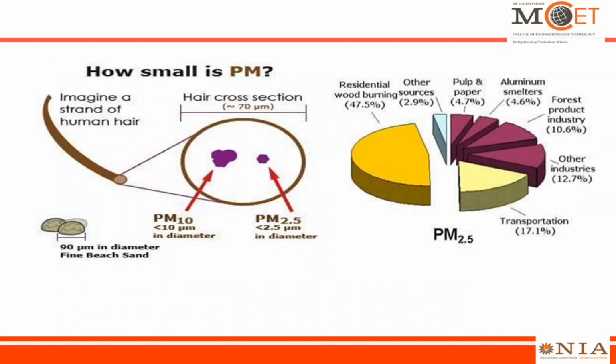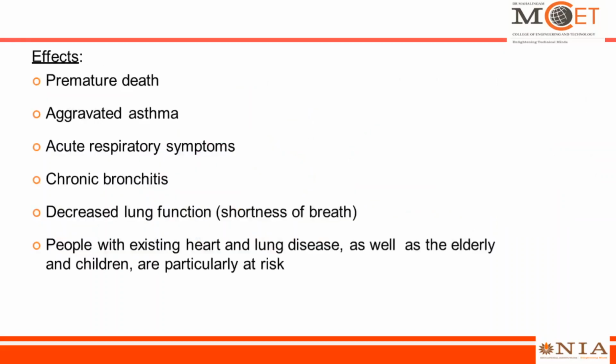So how small is the PM? As I told in the last session, PM is particulate matter of size 10 micrometer and 2.5 micrometer. So it is called PM10 and PM2.5, right? Sometimes it may be less than 10 micrometer in diameter also. Beach sand is 90 micrometer in diameter. So you can imagine how small PM2.5 and PM10 will be. On the right side you can see the contribution from various activities for PM2.5.